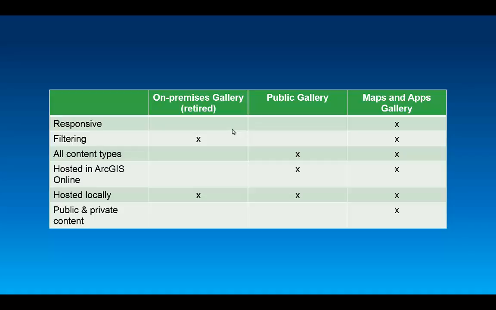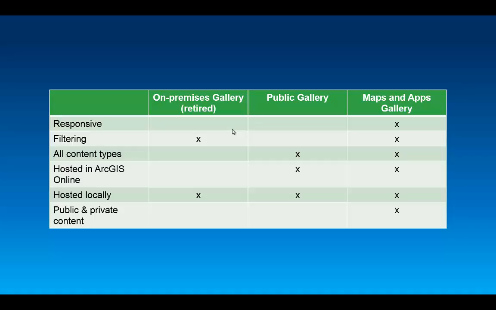So the Maps and Apps gallery that I am showing today is responsive. It also has filtering with tags, which I'll show you in a few minutes. It also displays all of the content types that are available in ArcGIS Online. So it's not just maps and apps, it's also documents and links and all of those other content types that are available to you. It is available as an application hosted in ArcGIS Online. And as I mentioned previously, soon to be in Portal as well. You can also download the code from GitHub and host it locally on your own web server.